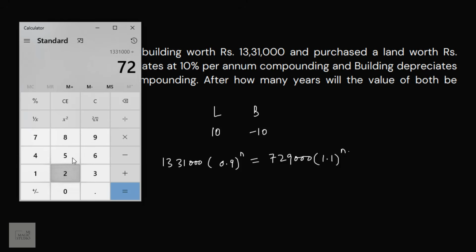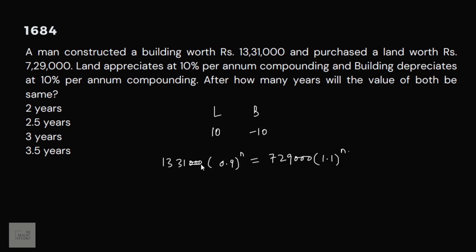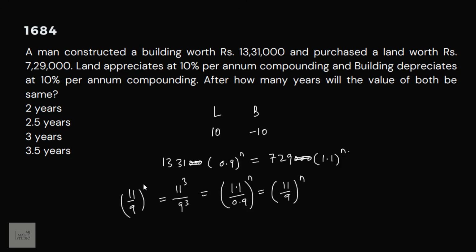1331,000 divided by 729,000, that is 1.82. Doesn't make any sense, but yes, here the numbers make sense. If we deduct these zeros, 1331 is 11 cube and 729 is 9 cube. This equals 1.1 by 0.9 to the power n, or this can also be written as 11 by 9 to the power n, and this is 11 by 9 whole cube.